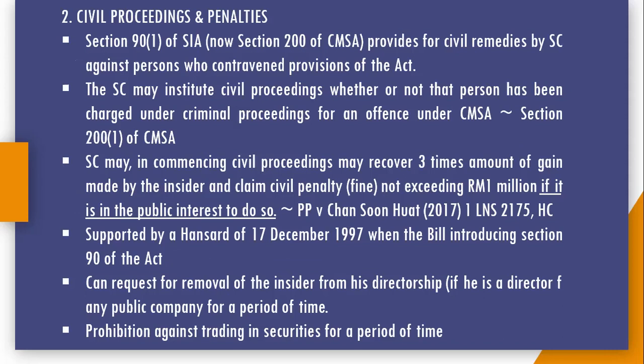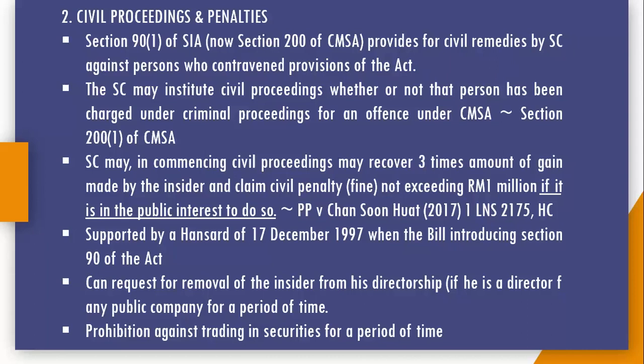And penalties. Section 90 sub 1A, now under the CMSA is Section 200. It does provide for civil remedies by the SC against persons who contravene the provisions. So apart from criminal, the SC can also institute civil proceedings if it is in the public interest to do so. It doesn't matter whether that person has already been charged under criminal, simultaneously or otherwise, it can still bring proceedings. Section 200 sub 1 of the CMSA. Then the SC can recover, in civil proceedings, 3 times the amount of gain made by the insider, and claim a civil penalty, either pay 3 times the gain or a fine not exceeding 1 million. That was held in Chan Soon Huat's case.